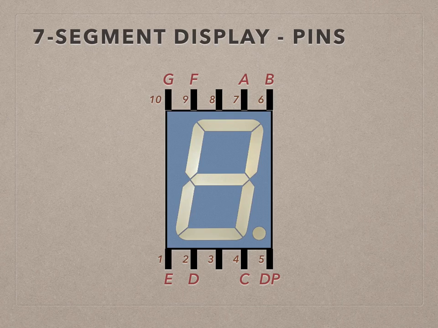As I am using the MCP23008 to power my segments directly, I have chosen to use the common cathode option here, so that when a pin is turned on, the corresponding display segment is also activated.